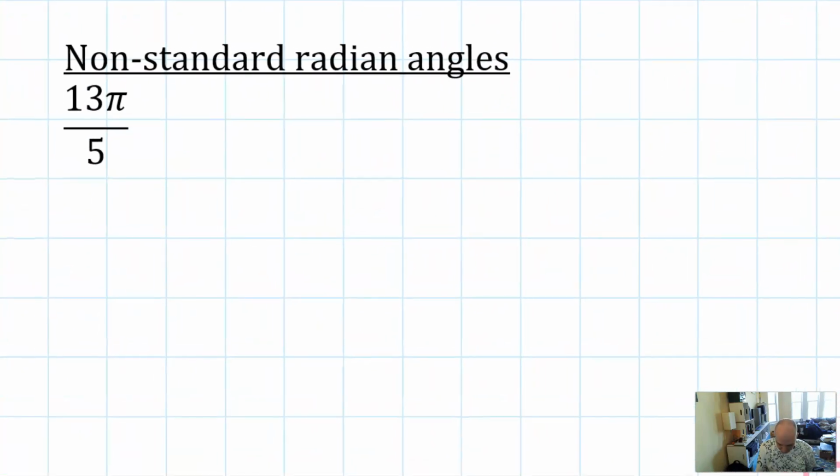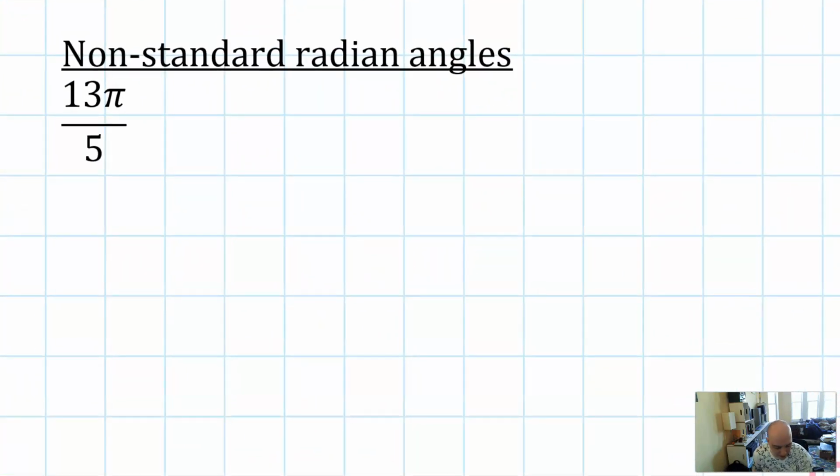Finally, this is actually one of my favorite things, non-standard radian angles. So we've just spent 30 minutes talking about how to do angles where the denominator is 2, 4, 6, 3. We have never done anything where the denominator on a radian angle is 5. So what will we do if the denominator is 5?